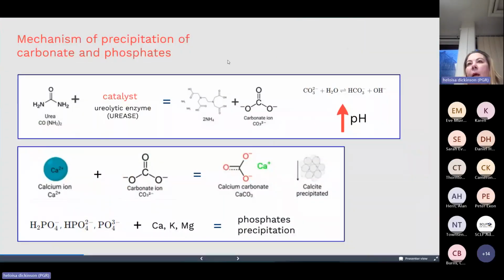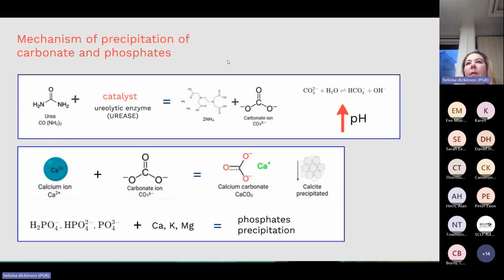What's the mechanism behind the MMP? It's very similar to the mechanism behind the ICP. We have urease breaking urea into two components, carbonate ions and ammonium. The carbonate ions will then combine with water. They will form bicarbonate and hydroxide. Then we have carbonates and bicarbonates in solution, and an increase of pH.